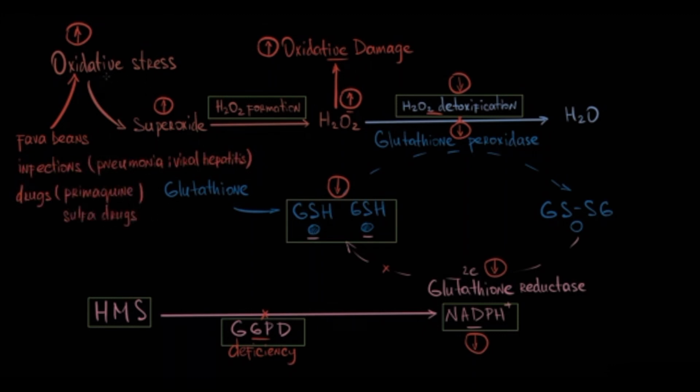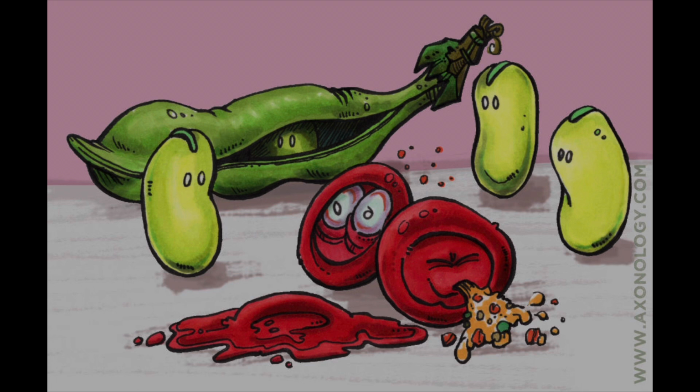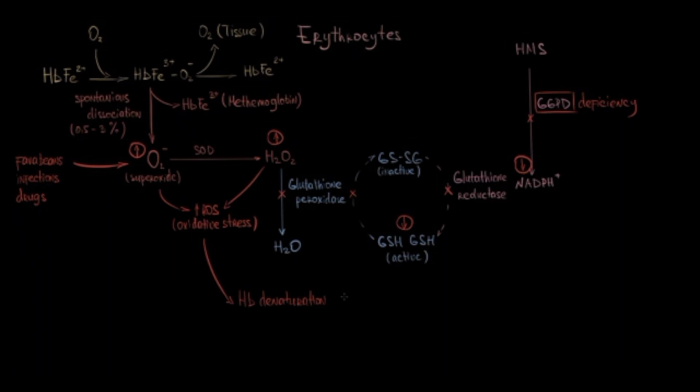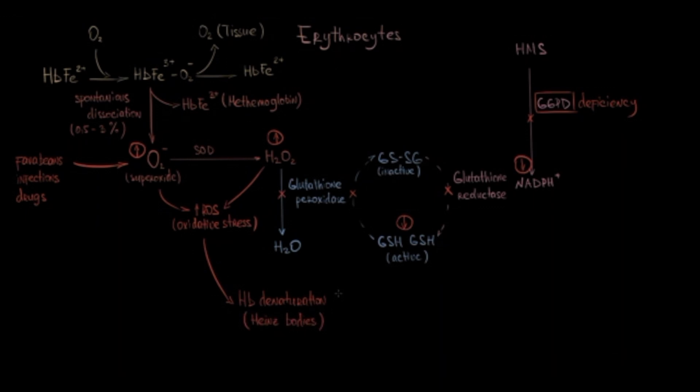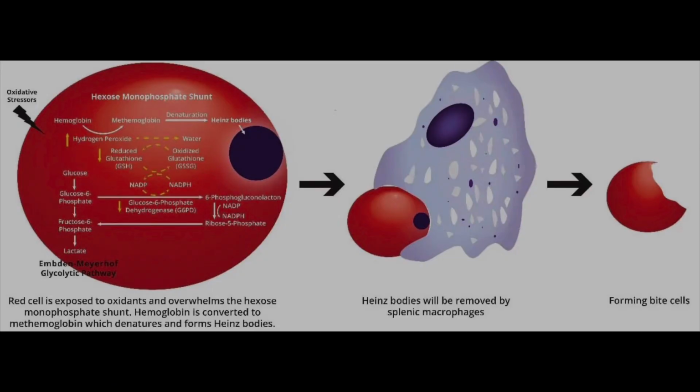During oxidative stress, such as infections, ingestion of certain foods, or medications, the red blood cells undergo oxidative damage. This leads to the formation of Heinz bodies, which are aggregates of denatured hemoglobin. Heinz bodies can be seen as dark inclusions within red blood cells when stained with special dyes. The presence of Heinz bodies makes red blood cells more rigid and prone to destruction by the spleen.